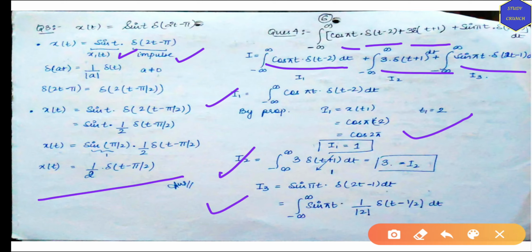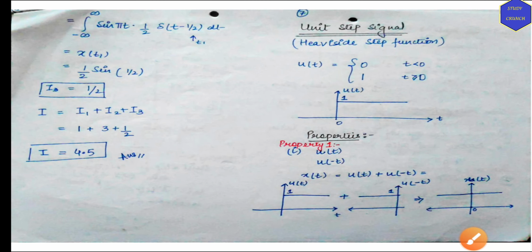I3 is equal to sin pi t into delta 2t minus 1 dt. So from the property again, we'll be writing 1 by modulus of 2. So this was another question.